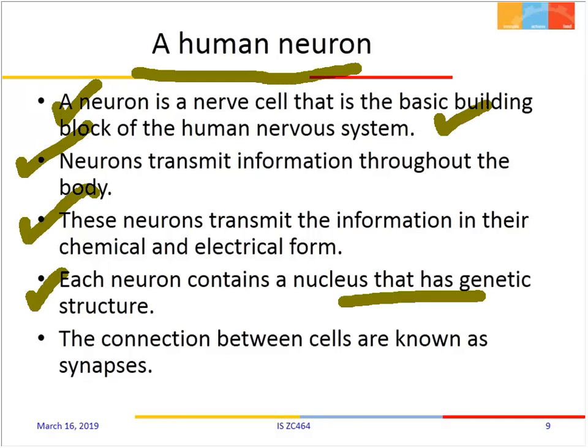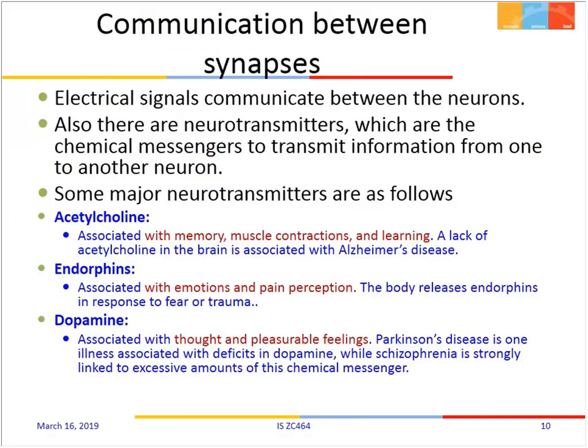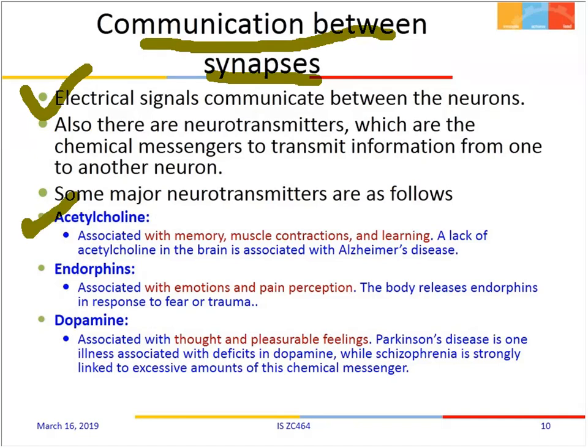So the connection between cells is known as a synapse. The connections are known as synapses, which we also use for our machine learning algorithms. For more interest, you can read something on how electrical signals communicate between the neurons. Also, there are neurotransmitters, which are the chemical messengers that transmit information from one neuron to another. So the major neurotransmitters are as follows. Acetylcholine. These are all technical terms which people from neuroscience would be very comfortable with. These neurotransmitters are associated with memory, muscle contractions, and learning. A lack of this particular chemical in the brain is associated with Alzheimer's disease.